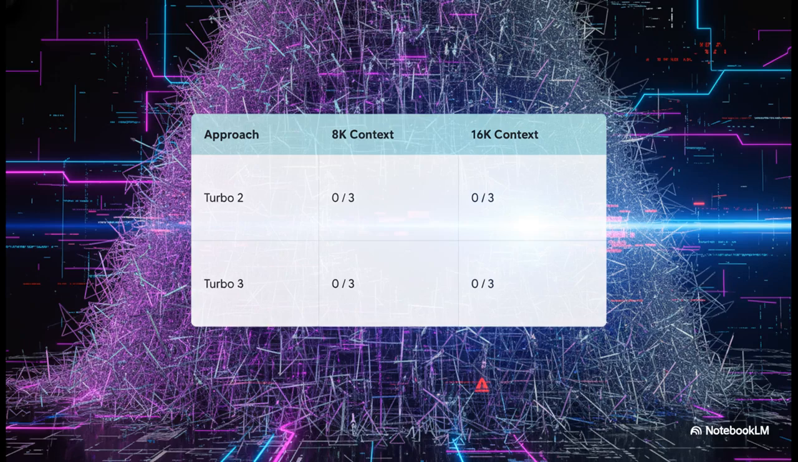Now, what's really interesting about this slide is just how badly it failed. To measure AI recall, researchers use a needle in a haystack test. They literally hide a specific secret fact deep within thousands of tokens of text and ask the AI to find it. Well, with the Symmetric Turbo 2 and Turbo 3 approaches across large 8K and 16K contexts, 0 out of 3 secrets were found. It was a catastrophic failure. Imagine a digital search beam scanning through a mountain of text and finding absolutely nothing.